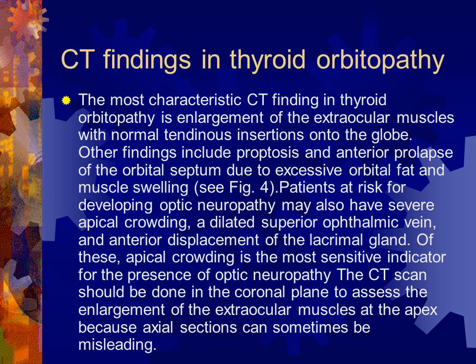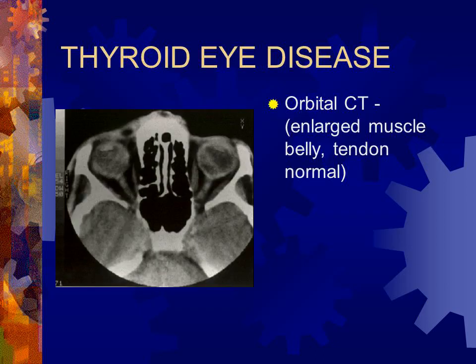See Figure 4. Patients at risk for developing optic neuropathy may also have severe apical crowding, a dilated superior ophthalmic vein, and anterior displacement of the lacrimal gland. Of these, apical crowding is the most sensitive indicator for the presence of optic neuropathy. The CT scan should be done in the coronal plane to assess the enlargement of the extraocular muscles at the apex because axial sections can sometimes be misleading. Thyroid eye disease. Orbital CT, enlarged muscle belly, tendon normal.